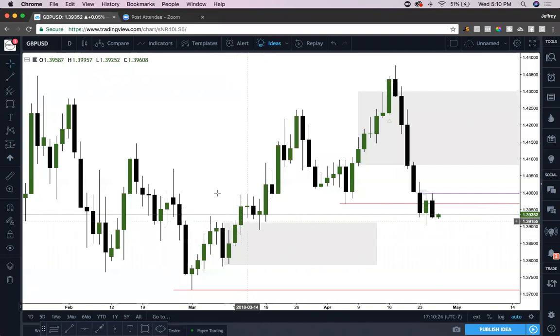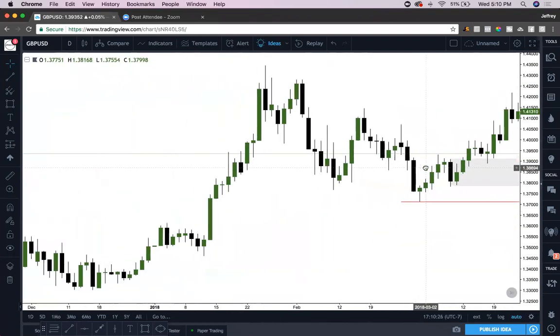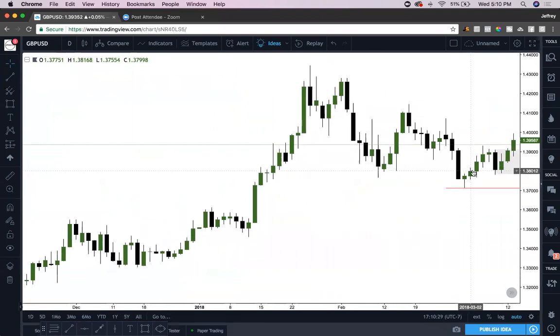So once this day right here forms, once this day forms above this down candle, that classifies this down candle as an ICT bullish order block, which is just another term for support. But what ICT teaches is support and resistance levels, not support and resistance zones.